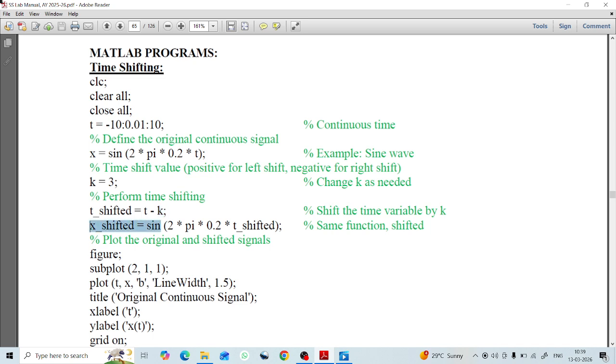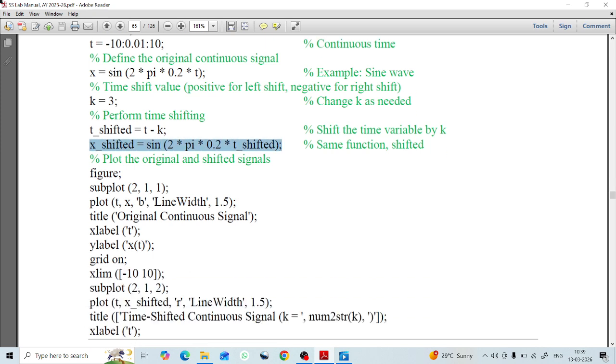So after shifting, this is the signal. This is the original, and this is the shifted signal. So we need to draw the two signals. We need to plot. For that, subplot of two rows and first column and first diagram, this one will get plotted. That is the first one, t comma x signal is representing here. We can plot the x signal, and the title should be original continuous signal, x label is time and y label is x of t.